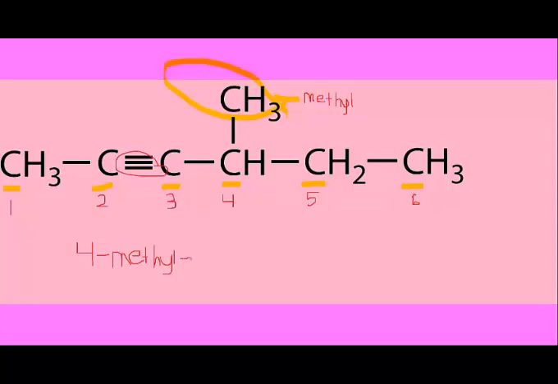Then, where is the bond? In the second one, 2, and the complete name. We have 6 carbon atoms, so it's going to be called hexene. And that's all.